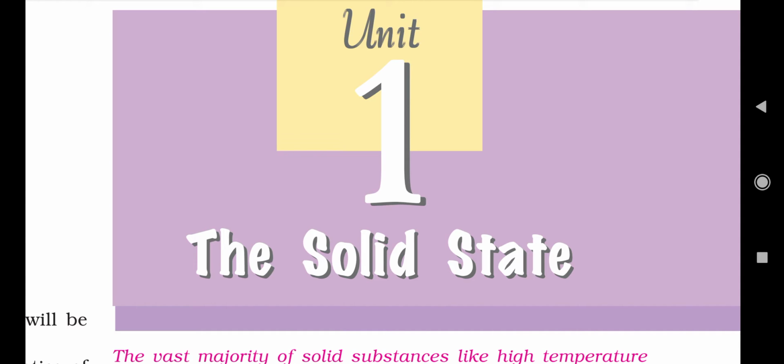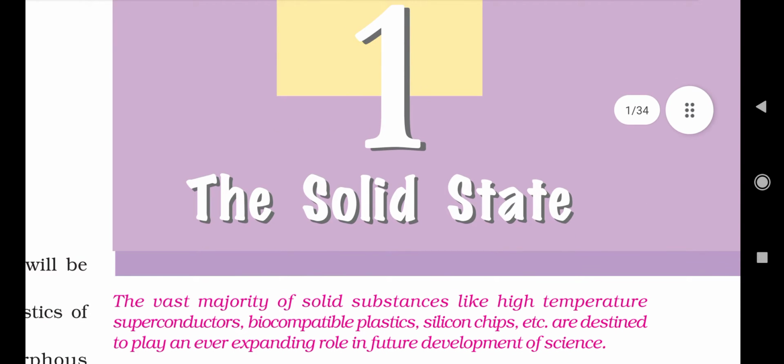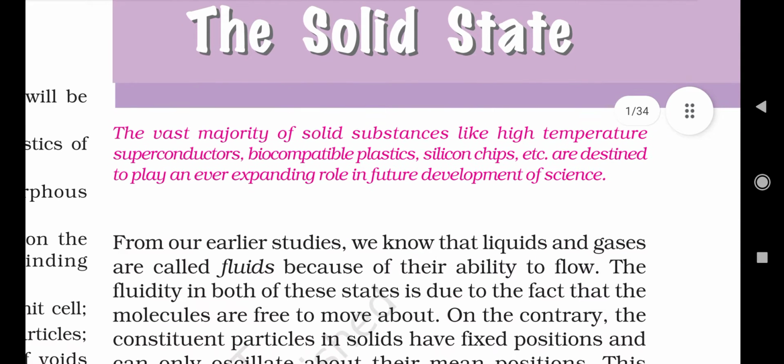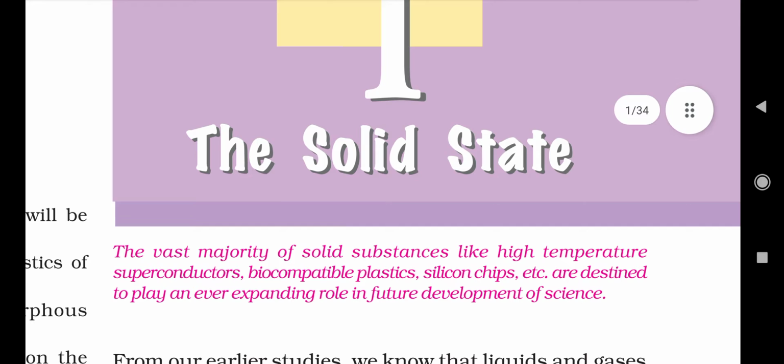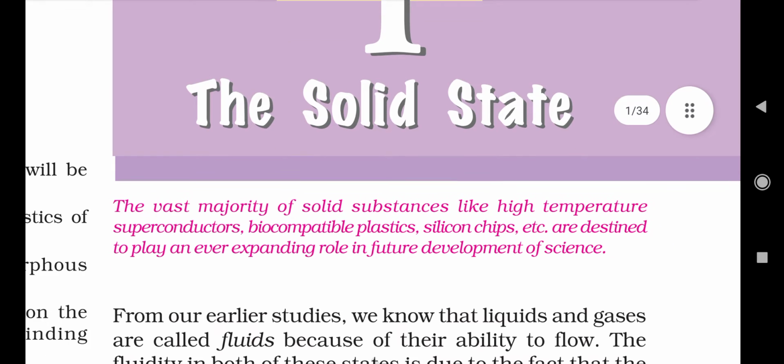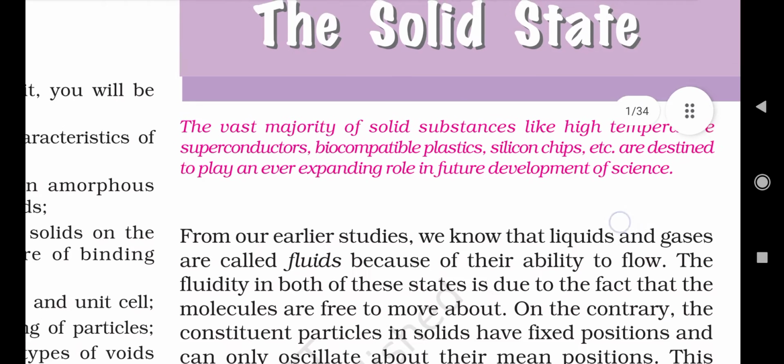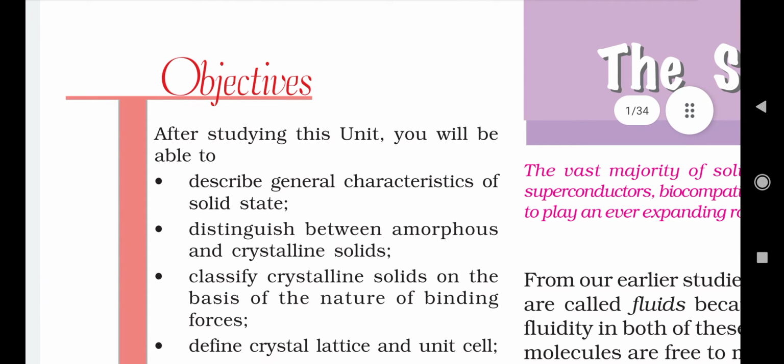In this video I'm going to start a new chapter, the first chapter of NCERT Chemistry Class 12th, the solid state. As you know, there are 5 states of matter. These are solid, liquid, gas, plasma and Bose-Einstein condensate. And in this video we'll start the introduction paragraph of the first chapter, the solid state, and first we'll look at the key points, the objective that we'll go through this chapter.